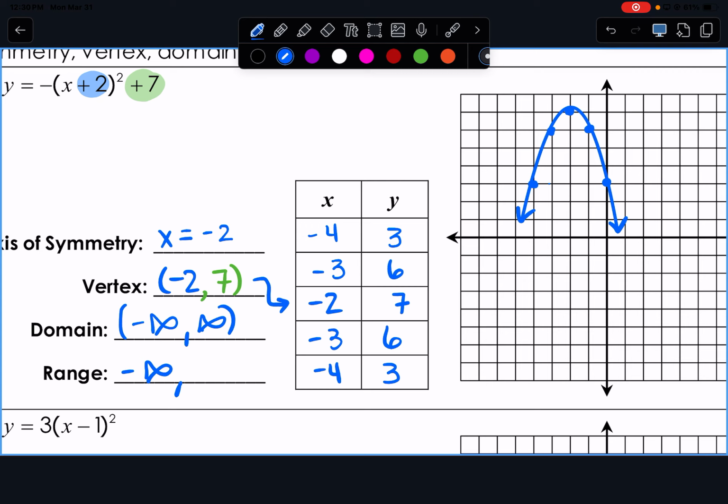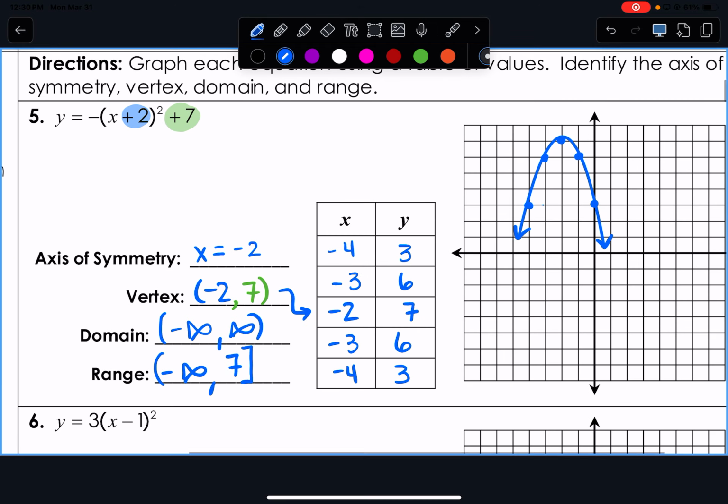And then does it ever stop going up? Yes. Where? So we go from negative infinity to 7. And that is how we would do this problem. You put a bracket behind the seven.